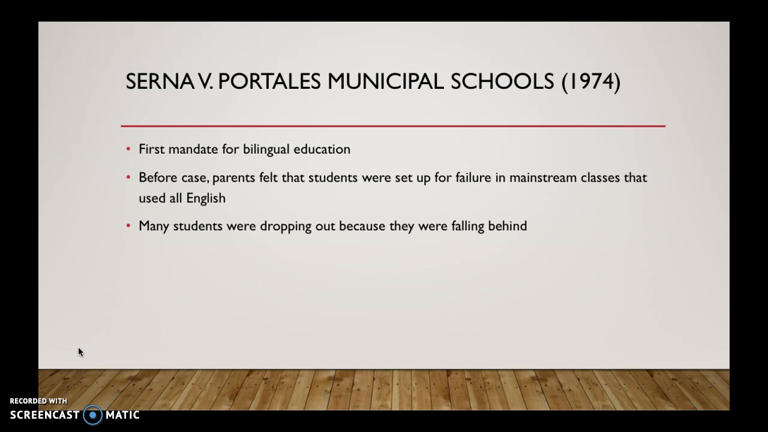And they basically were told if they couldn't understand it, then they were just out of luck and there was no helping them. And many students were dropping out because they were either falling behind and failing, or they just had fear of falling behind because they'd seen what it had done to other people.